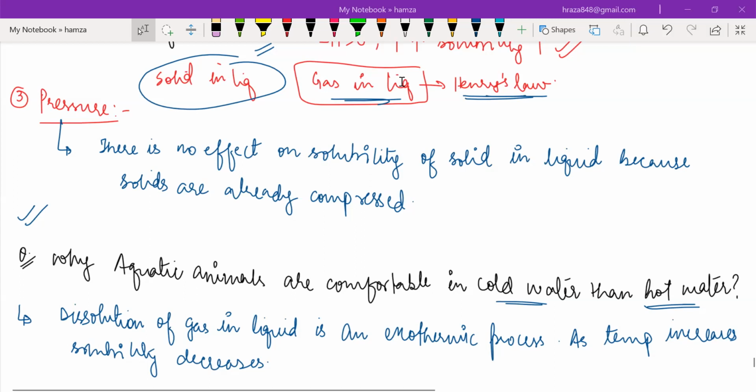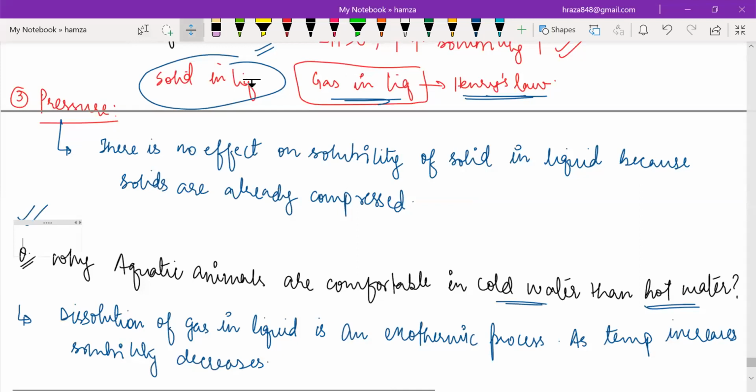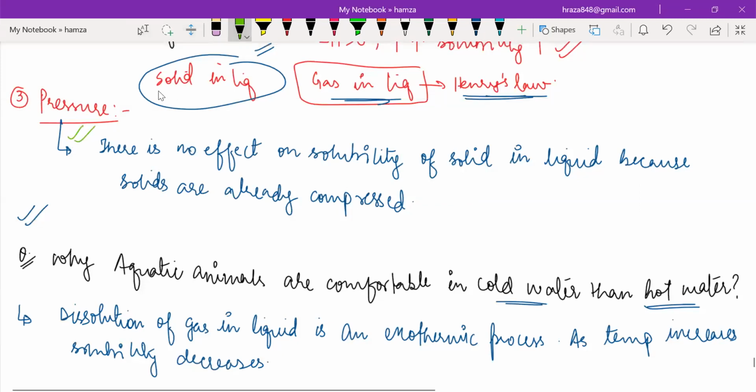Hamza, are you done with this? Yes, sir. Okay. Now, this is basically the factors on which solubility depends. I'm going to tell you again that pressure, when a solid is in a liquid, will have no effect because solids are already compressed. But this is very important.